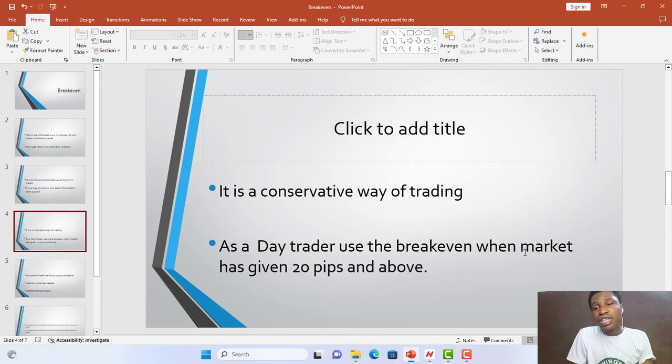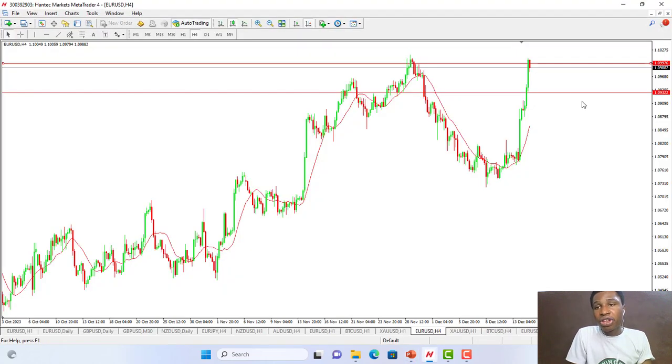As a day trader, use the break even when the market has given 20 pips and above. If you are buying in the market, not a single candlestick towards your direction. Let's say you are buying a single candlestick towards your direction, you want to go and break even. It's not professional, right? Or you are selling, let's say you are selling here, all you want is for the market to make this move.